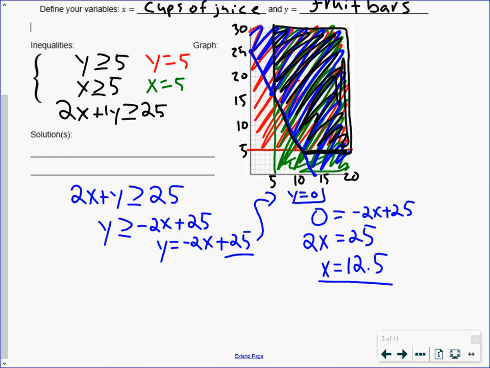So we need to pick 2 solutions. We can do 15, 10. And we can also do 16, 16. It doesn't really matter. There's an infinite amount of solutions. It just needs to be in that solution set. So let's go on to number 2.